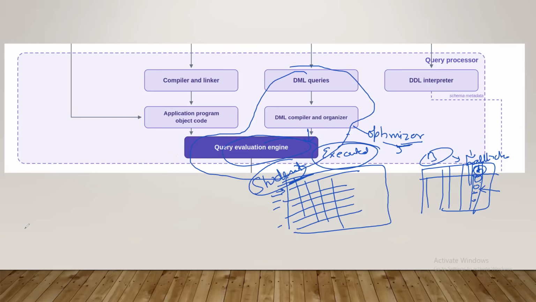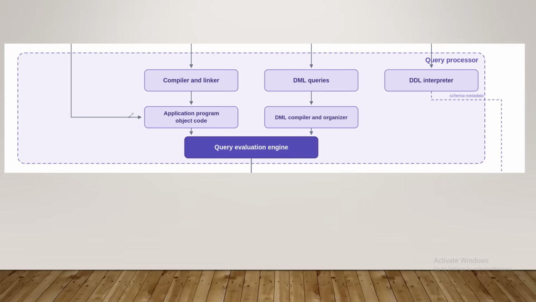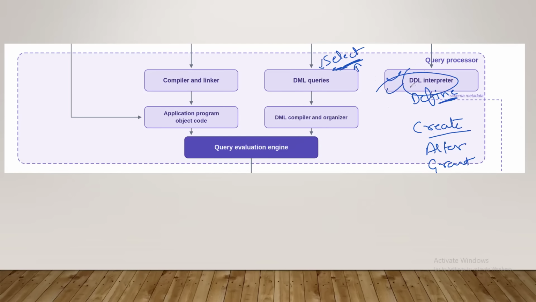Now let's discuss the pending parts of this query processor. Our next one is the DDL interpreter. Why did the select command go to DML? Because it is a command of the manipulation language. It will never go to this part, because here only definition language commands will go, like create, alter and grant commands. They all travel through the DDL interpreter, and again finally go to the query evaluation engine, and finally you will get the results.